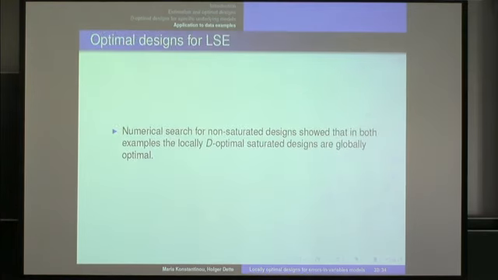So finally, for both of our examples, we consider the construction of non-saturated designs for least squares, but it turns out that for these examples, the locally D-optimal saturated designs are actually globally optimal. We cannot prove this, but for the two specific examples, this is the case.